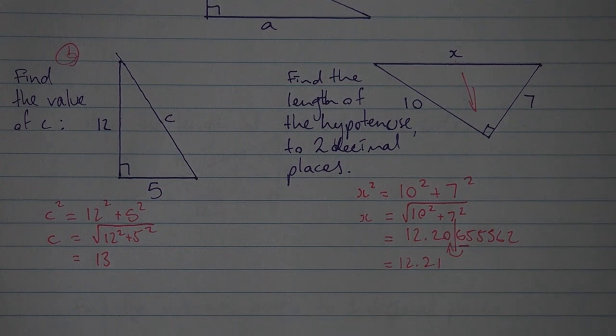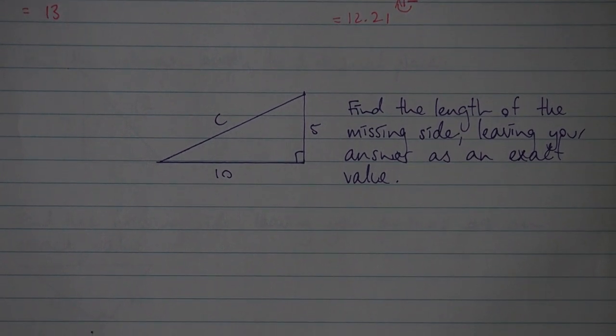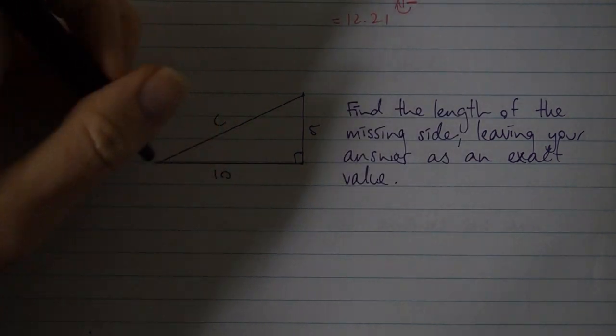Okay, one more example for you. I just want to say, sometimes we're asked to leave our answer as an exact value. Now, this is probably a new concept for most of you. And it does require us to do our working out a little bit differently, because what we want to do is keep our answer as a square root or a surd, which is what a square root is formally known as.